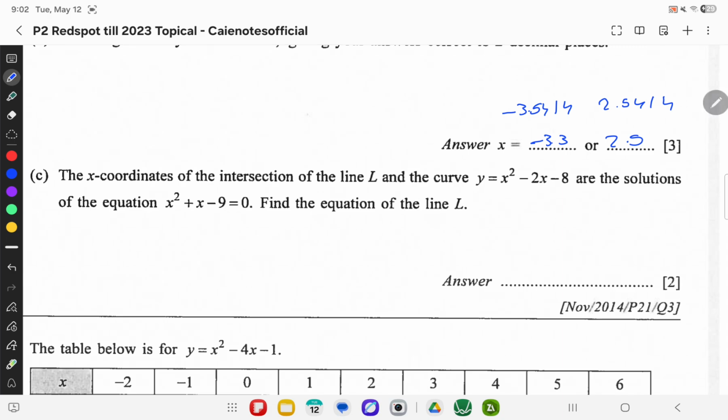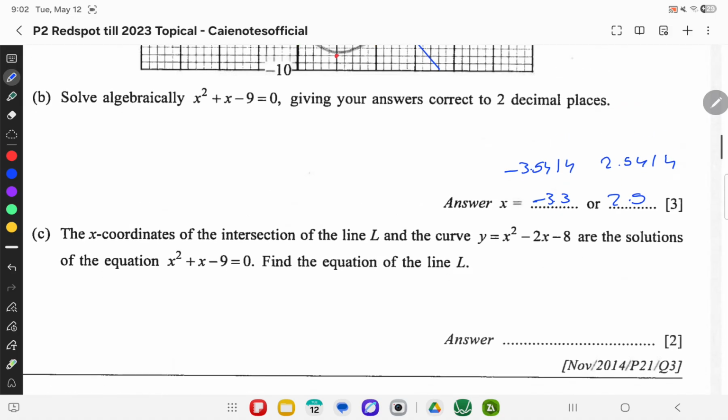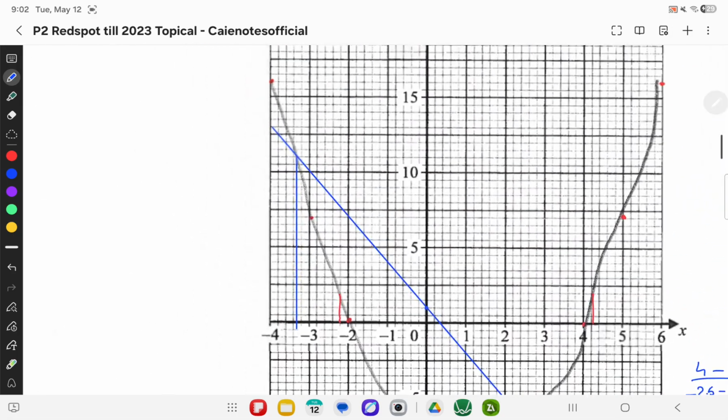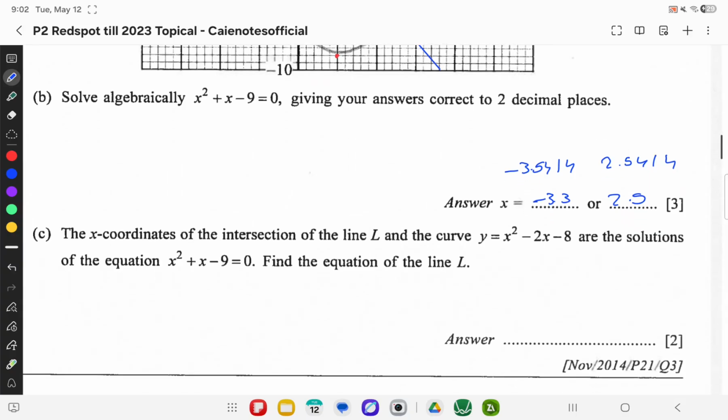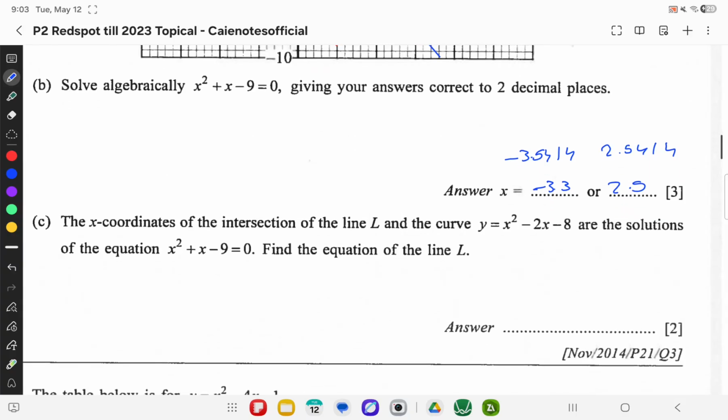Find the equation of the line L. Ooh, see what I told you? We found the line L even before the question asked us. Now, what line did we draw again? We drew negative 3x plus 1. So the answer is y is equal to negative 3x plus 1.